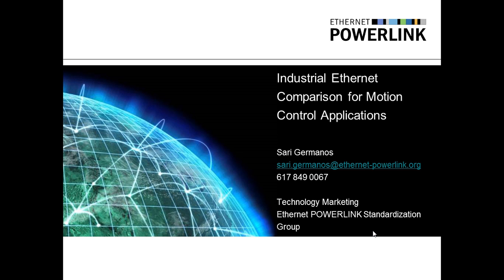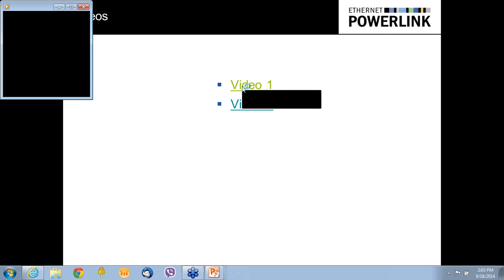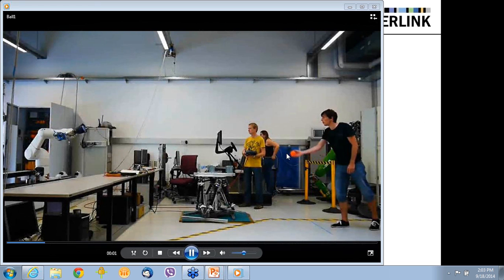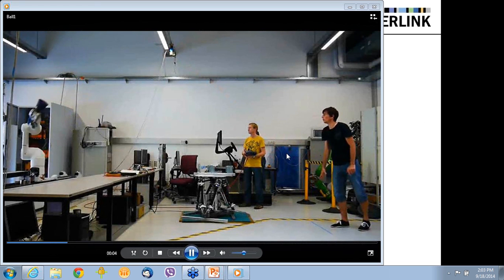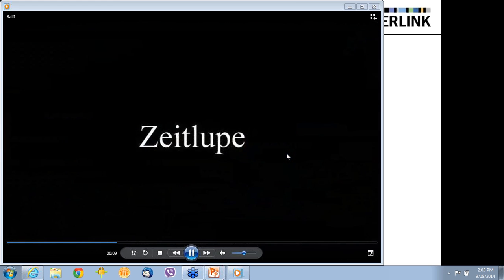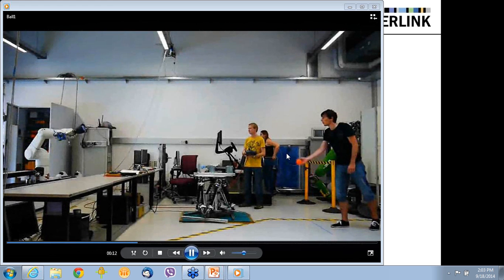So we're going to talk a little bit about industrial networking and what it means. I'm going to start with a couple of videos that illustrate this. This is an example that was developed at a university in Austria. You see a very simple example of a guy throwing a ball to a robot. The robot catches the ball in midair.